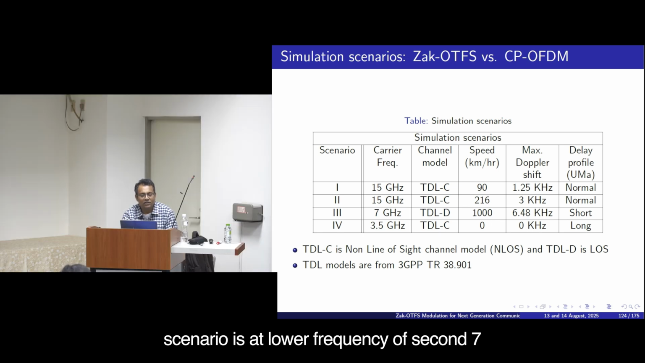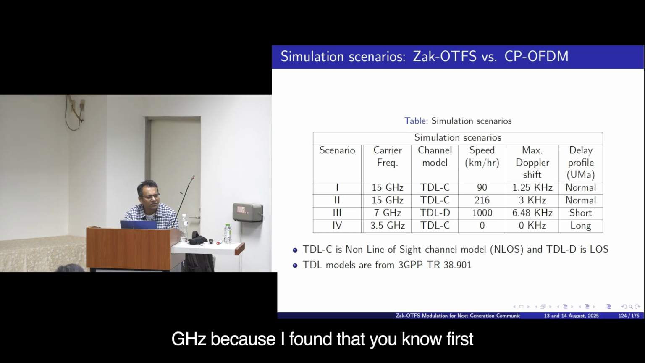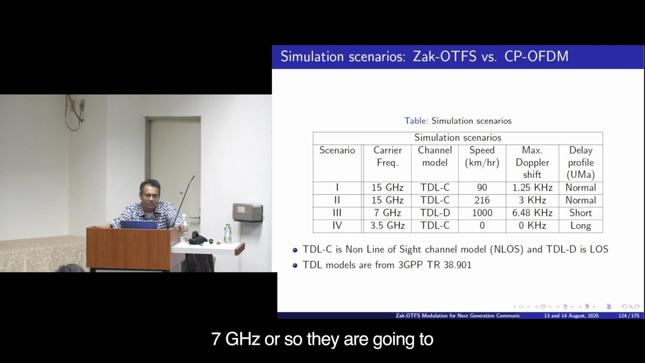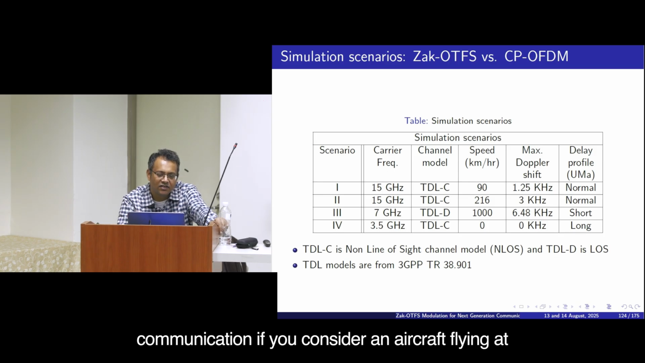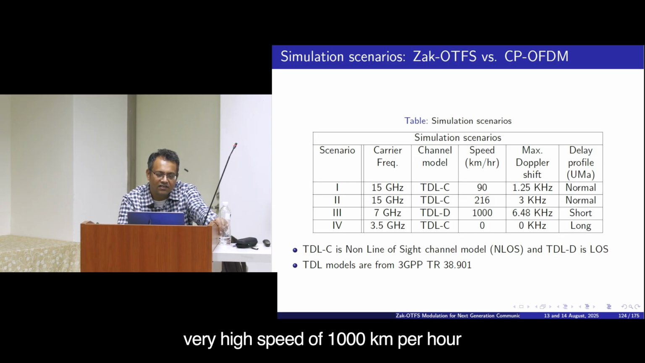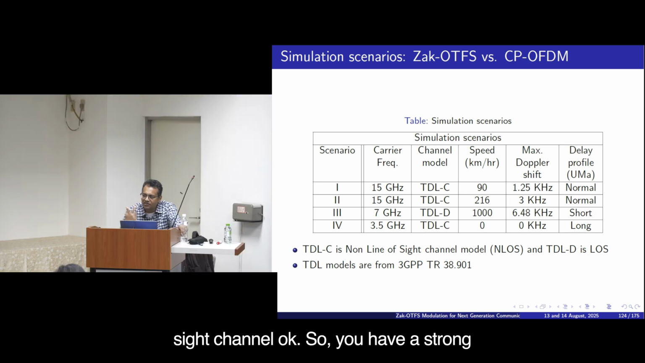The third scenario is at a lower frequency of 7 gigahertz, because I found that 3GPP is considering this new band now for 6G, around 7 gigahertz or so. They are going to call it FR3 or something, and also in this band you do have aircraft to ground communication. So for aircraft to ground communication, I consider an aircraft flying at a very high speed of 1000 kilometers per hour, and I am assuming a line of sight channel.